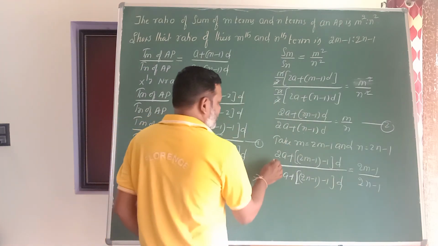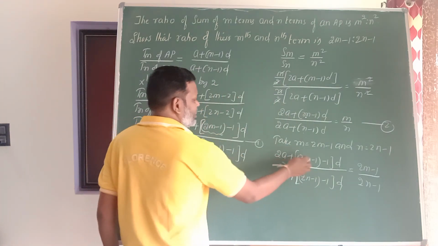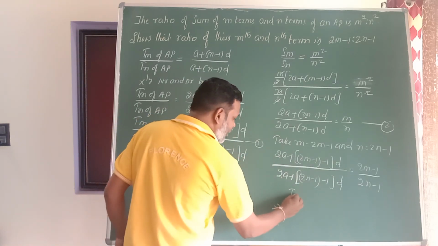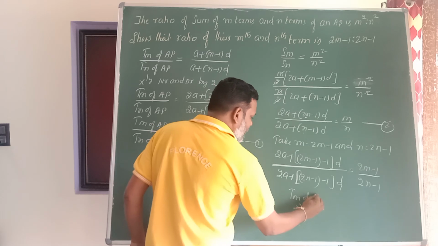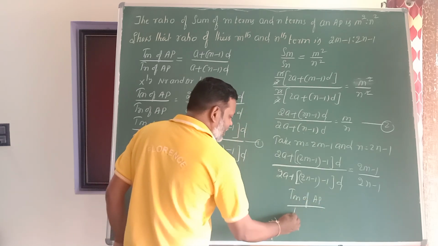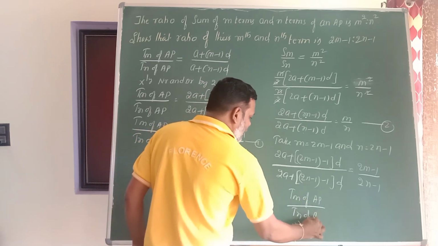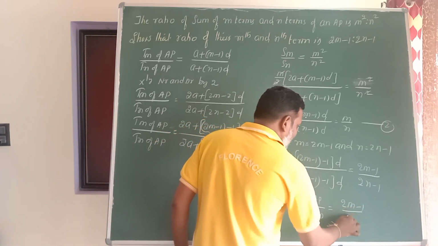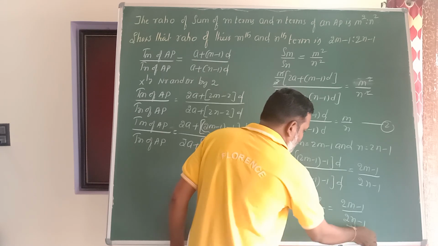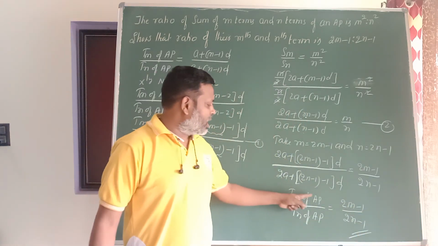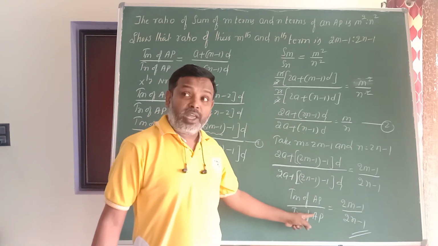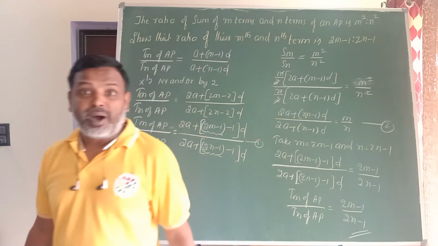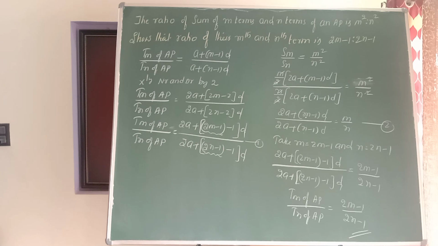Therefore, this entire expression can be written as Tm of AP divided by Tn of AP, that will be equal to, what is that? 2m minus 1 divided by 2n minus 1. We proved that mth term of AP and nth term of AP are in the ratio 2m minus 1 is to 2n minus 1. That's all. Understand once again?